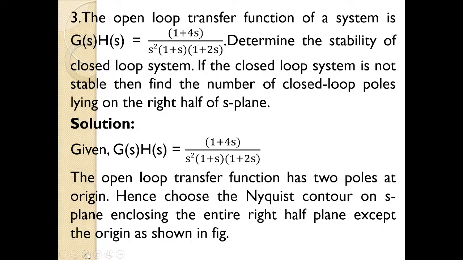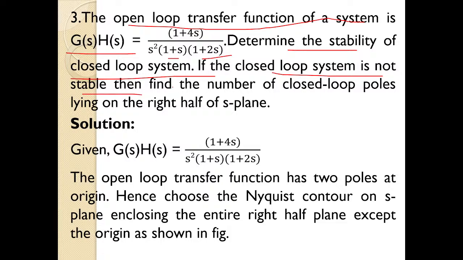So the open loop transfer function of a system is given, that is G(s)H(s) equals (1 + 4s) by s squared into (1 + s) into (1 + 2s). Determine the stability of the closed loop system. And if the closed loop system is not stable, they have asked us to find the number of closed loop poles lying on the right half of the S plane.